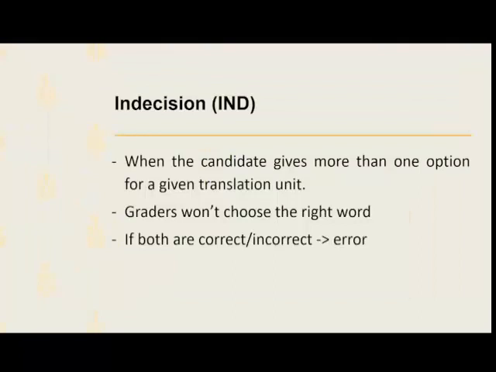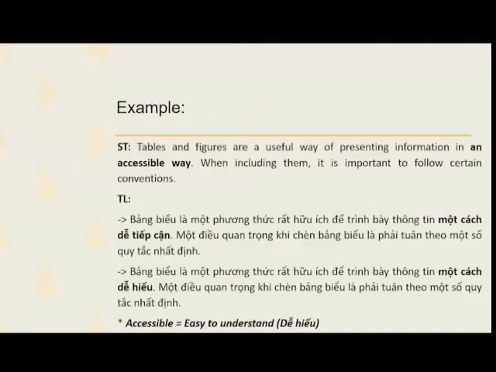The second type is indecision. An indecision error occurs when the candidate gives more than one option for a given translation unit, so the graders cannot choose the right word. If both are correct, it's an indecision error. If both are incorrect, it's also an indecision error, and more points will be deducted. We have an example here.